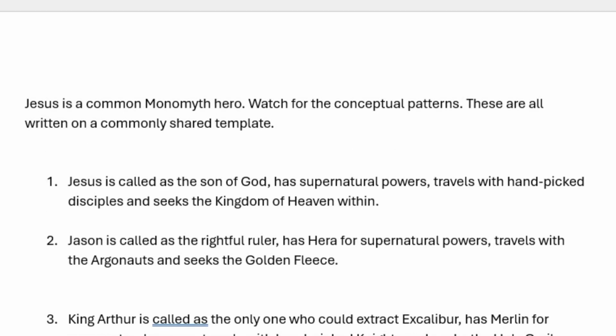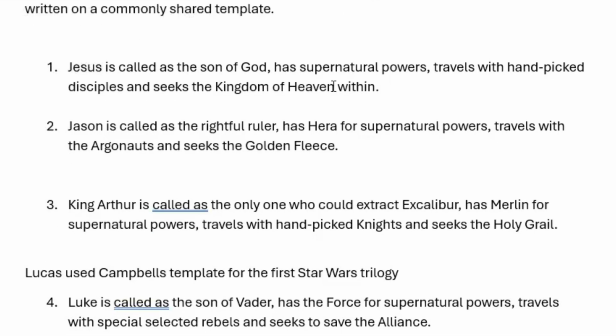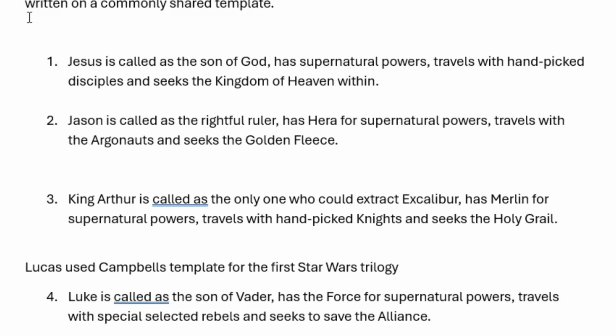All right, let's put our concept comprehension to the test. Jesus is a common monomyth hero. Watch for conceptual patterns. These are all written on one shared template. Okay, these are some common things that are easy to pick out between a couple of different stories. Jesus is called as the Son of God, has supernatural powers, travels with hand-picked disciples, and seeks the kingdom of heaven within.